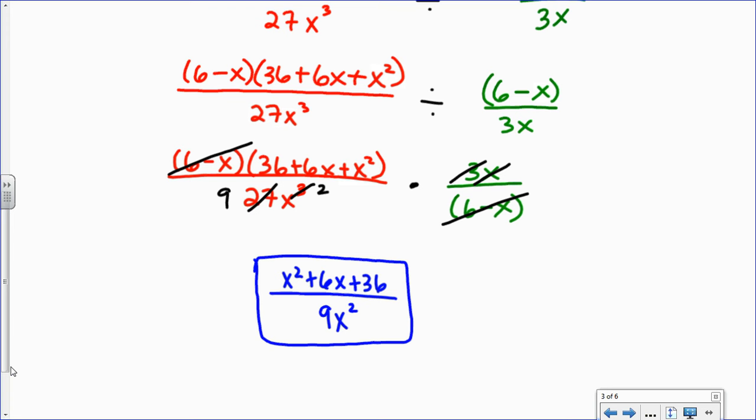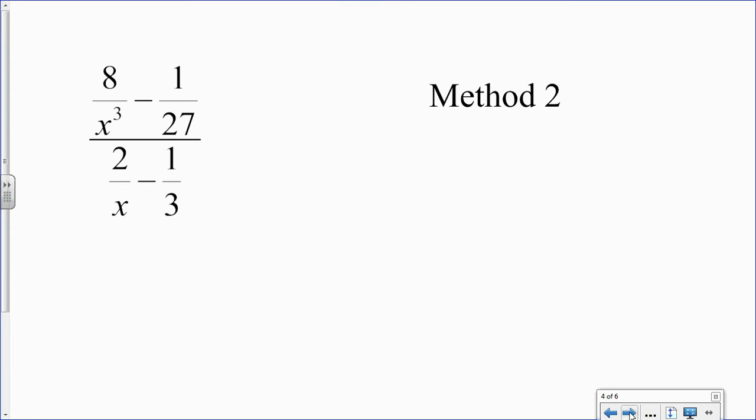Okay. So the second method, like I said, it's a little bit shorter, but it might not be as easy for you to follow. So I want you to do whichever one works out, whichever one gives you the right answer. So that means you probably need to practice some of these so you can decide which method you're going to use. Method 2 has to do with the LCD.